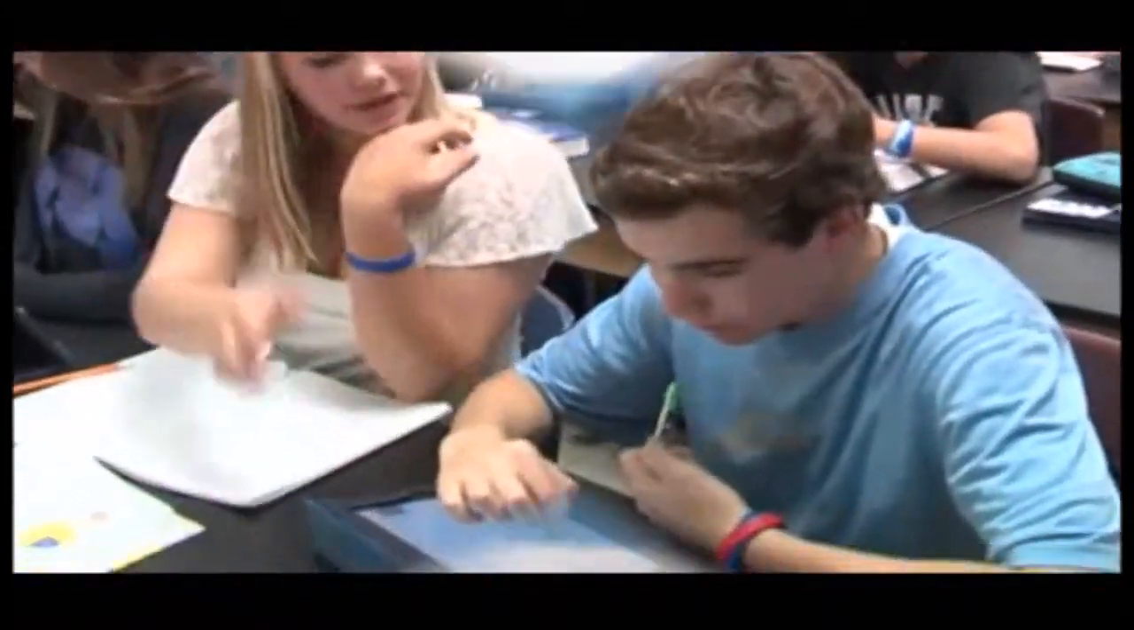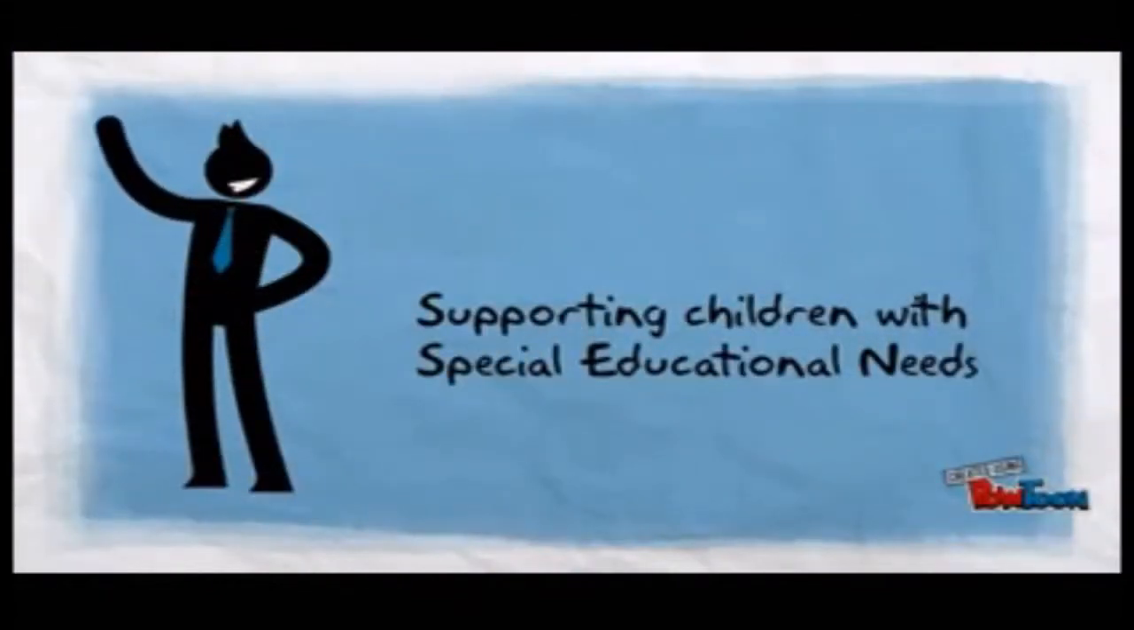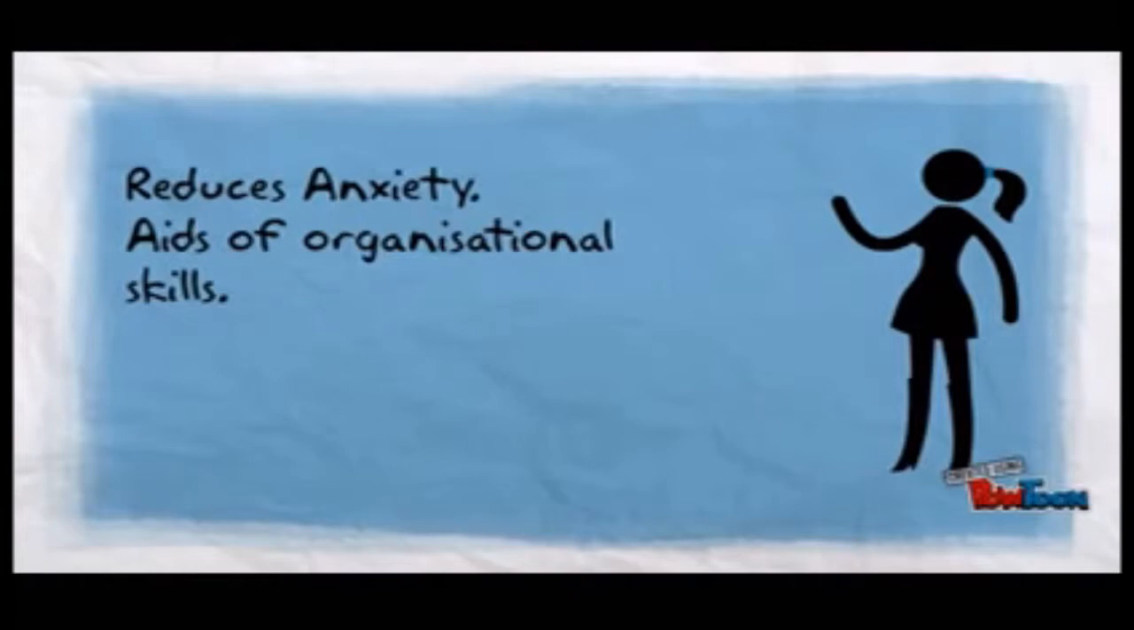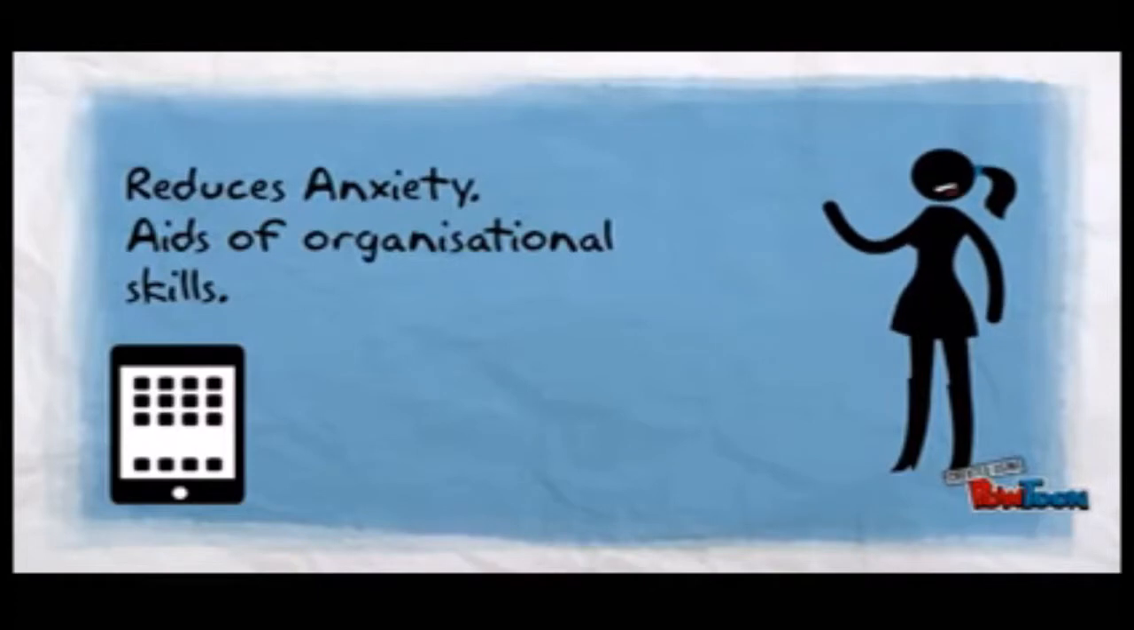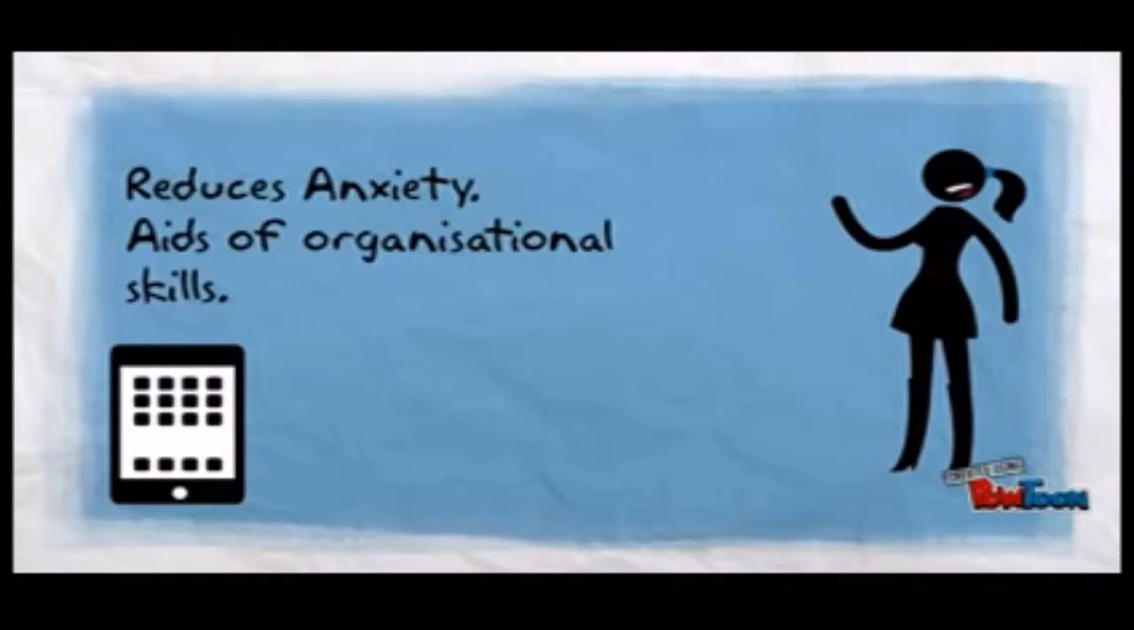Supporting children with special educational needs. iPads can be used to support children within intervention groups. For example, by supporting those children with poor fine motor skills. A child with special educational needs could have their own iPad to support them in class as a way of recording their work. Beauchamp 2012 suggests that this may reduce anxiety amongst children and aids their organisational skills.